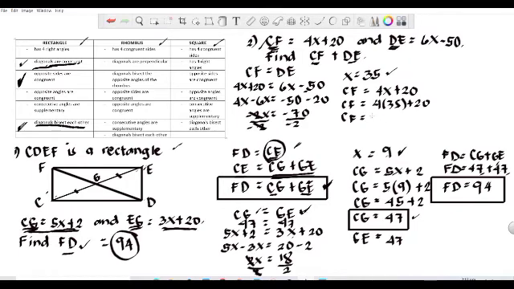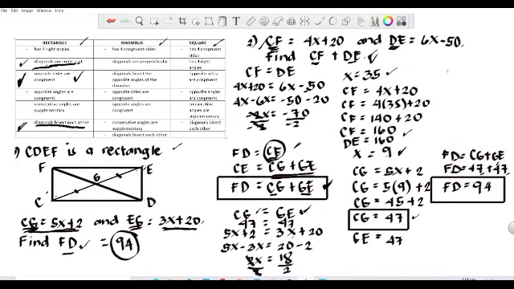So we will have CF is equal to 4 times 35. Okay? So that is equal to 140. And then copy plus 20. So CF is equal to 140 plus 20. That is equal to 160. Alright? So the value of CF is 160. So if CF is 160, of course, DE is also equal to 160. Okay? Because opposite sides of a rectangle are congruent. So they are just the same.